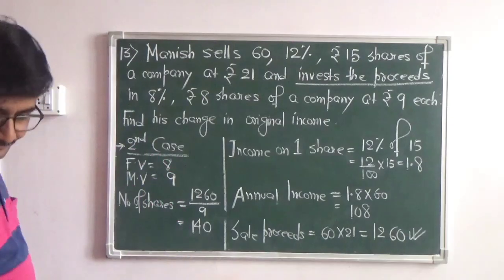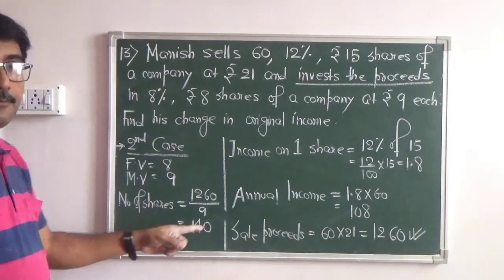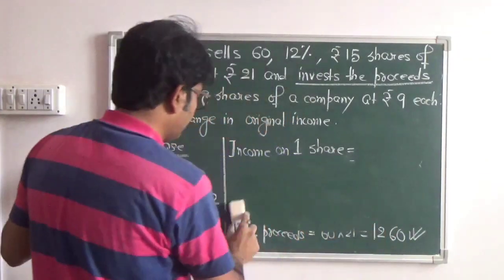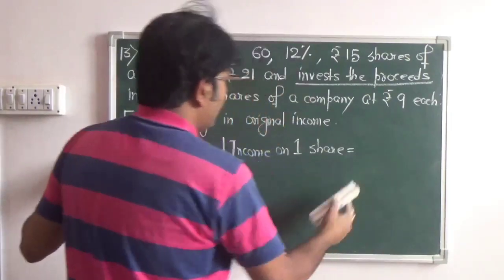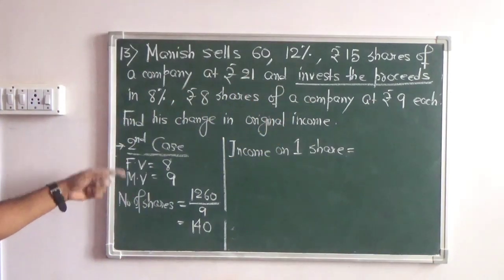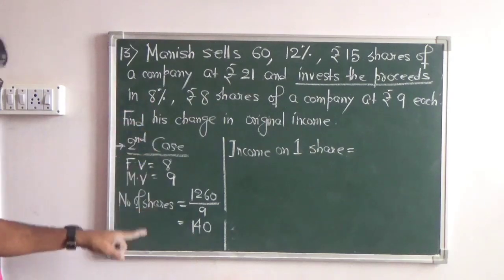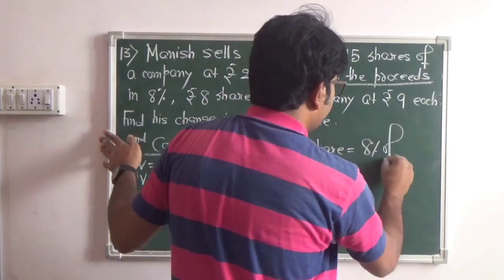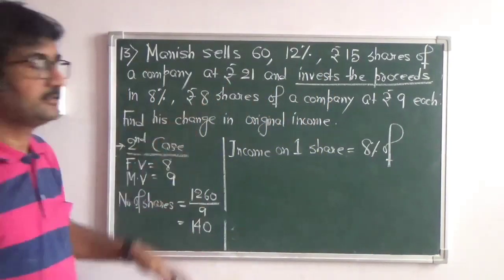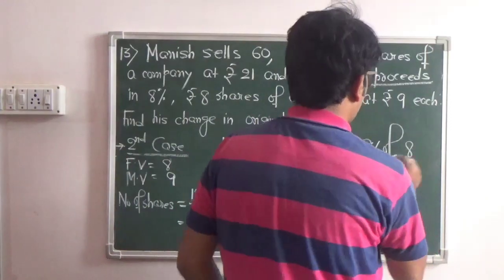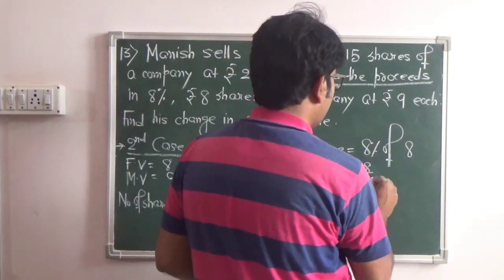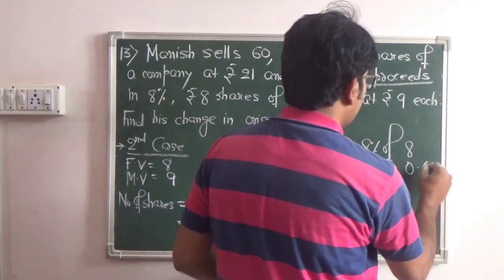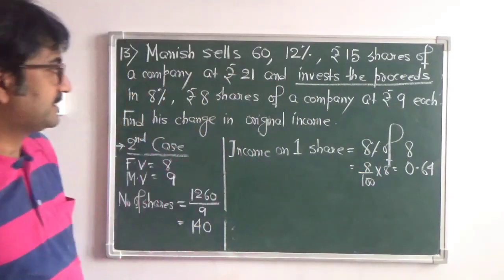Now what is the income on one share? The income on one share is, dividend is given 8%. So 8% of rupees 8, 8% of the face value. What is the face value? Rupees 8. 8 by 100 into 8 is 0.64. 0.64 rupees is the income on one share.